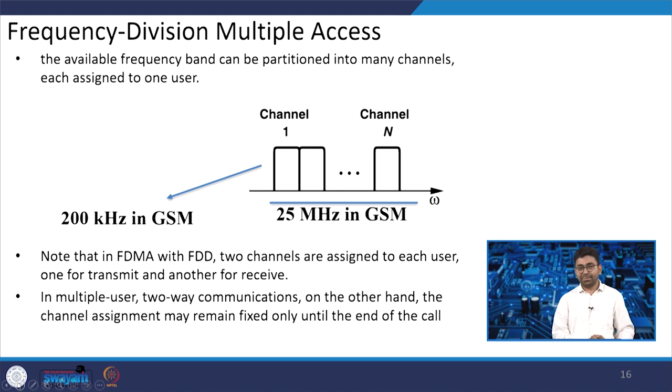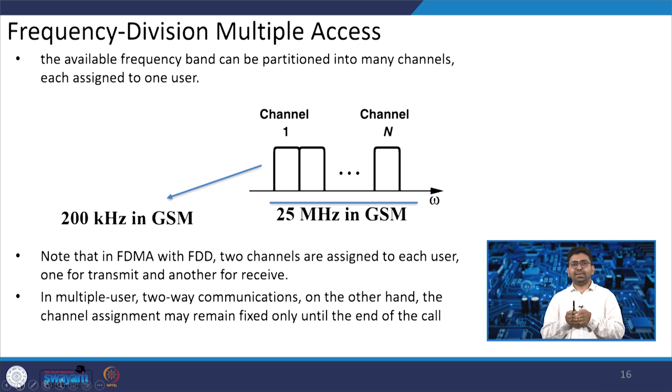Then there is multiple access. Here is one catch: there are two words, duplexing and multiple access. Duplexing is used to define the transmission and reception at the local end. However, multiple access is related to the complete spectrum.